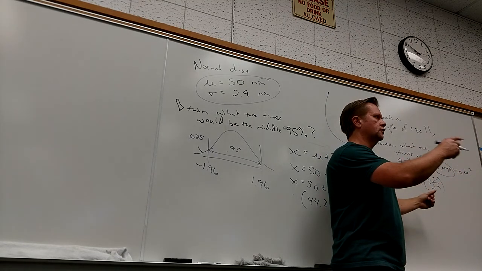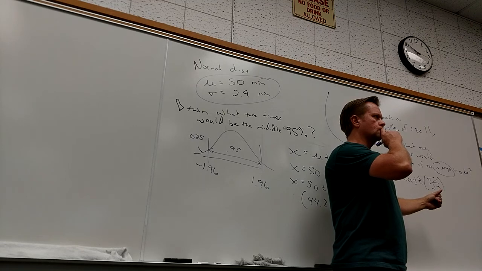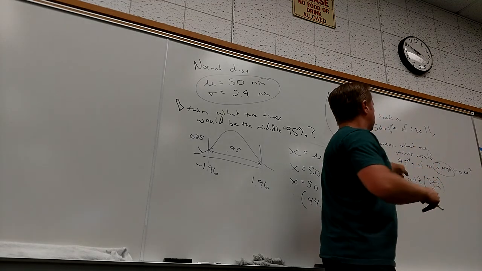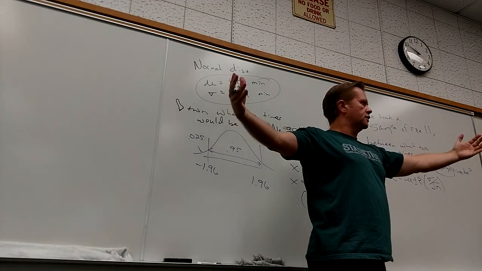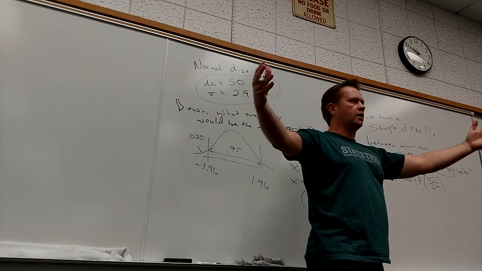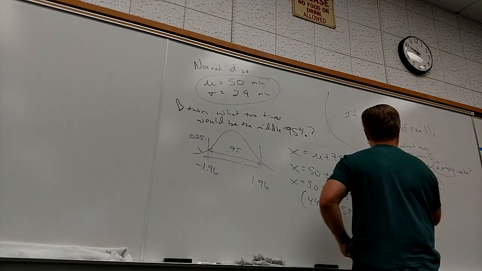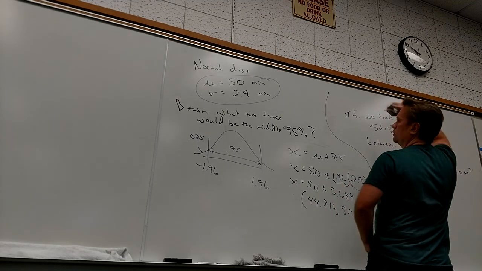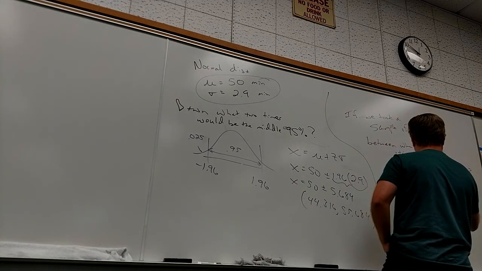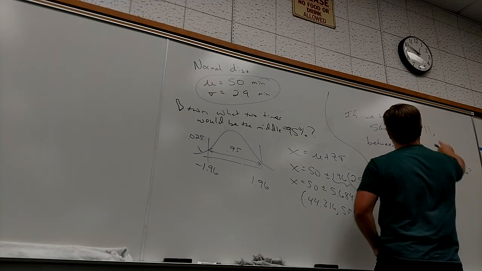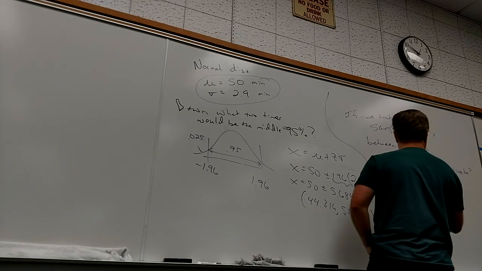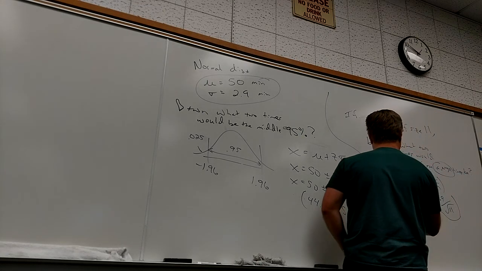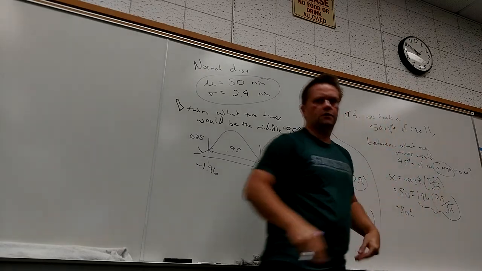Yes, sir. Do we use the same exact z as this? Yeah, exactly. It's still what z-scores contain in the middle 95%. Still plus or minus 1.96 times 2.9 divided by the square root of 11. So what's this piece going to be?